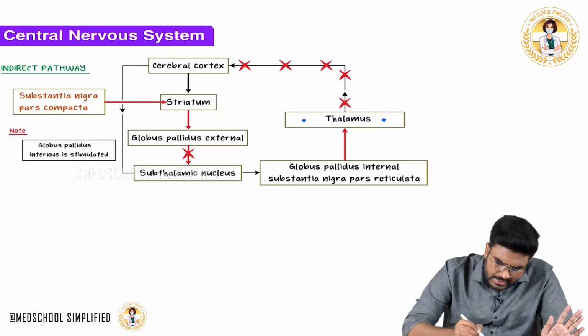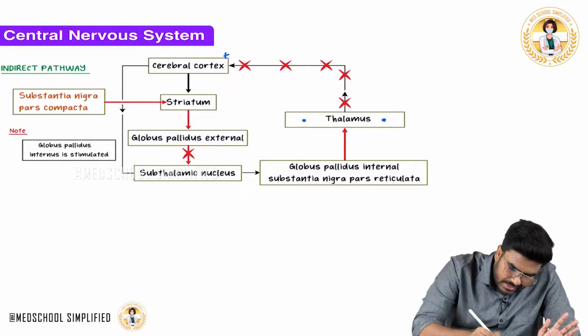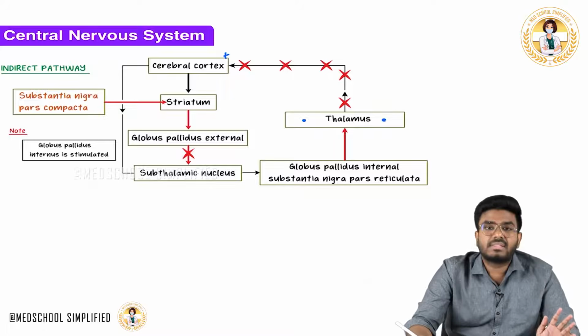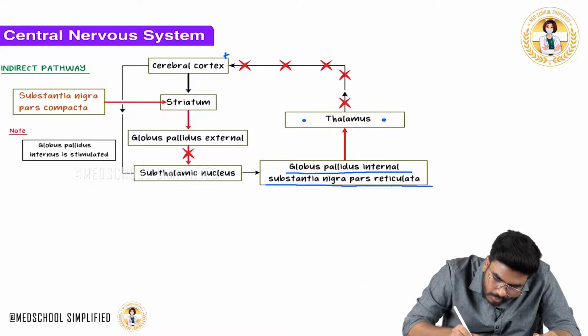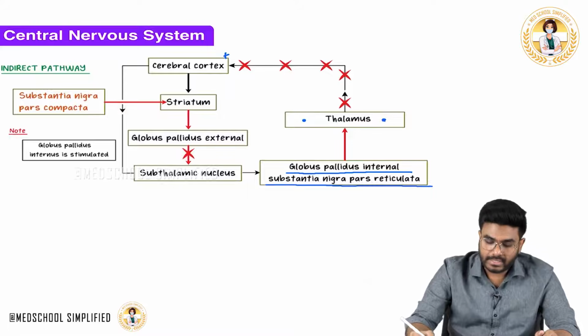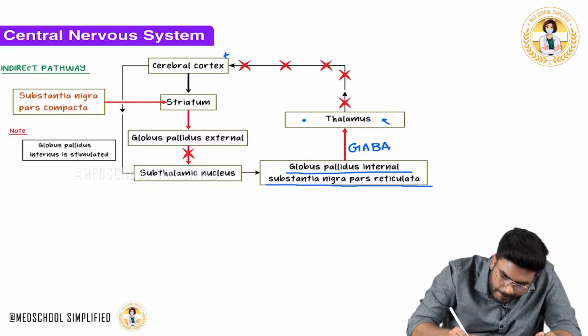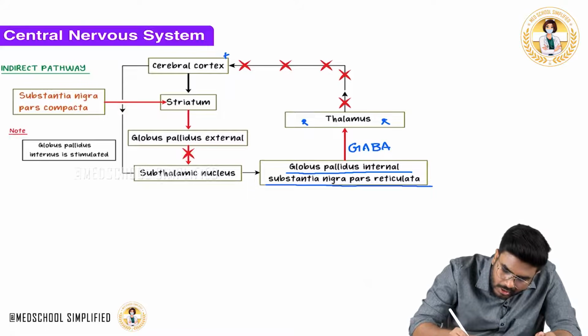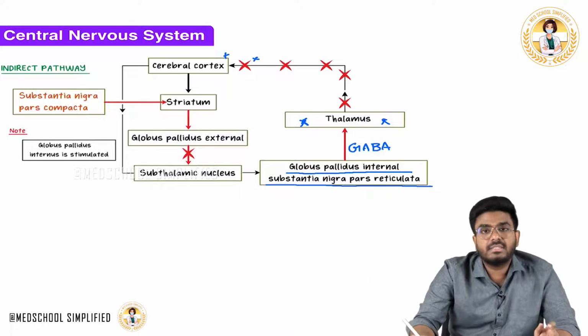Now, in the beginning, we have discussed that the thalamus all the time wants to activate the cerebral cortex. But the thalamus is inhibited by the globus pallidus internus and the substantia nigra pars reticulata. What will they do? They will release GABA. So the cortex is inhibited. When the thalamus is inhibited, the thalamocortical fibers are not activated, so the cerebral cortex is inhibited.